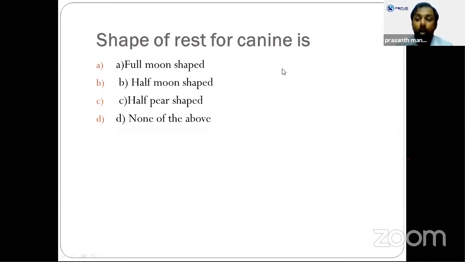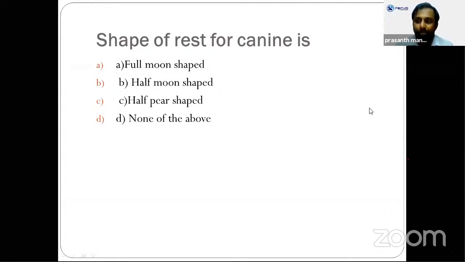What should be the shape of occlusal rest? Occlusal rest, it will be spoon shaped. What should be the angle of the floor of the rest seat and the minor connector? Less than 90 degrees. Yes, less than 90 degrees.